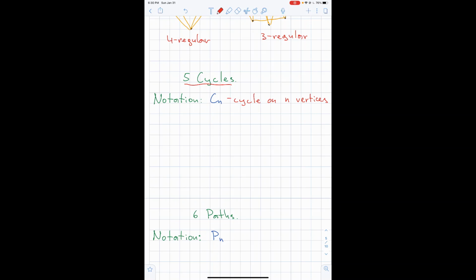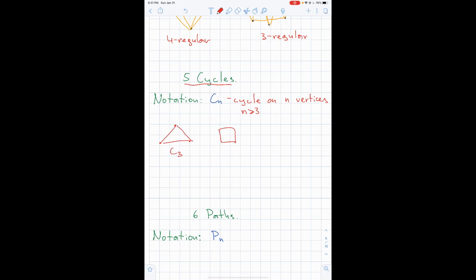Or cycle of length n. Since it is a cycle, the number of vertices is equal to the number of edges. n should be greater than or equal to 3, otherwise it's not going to make sense. For n equal to 2, you might consider a multigraph with 2 edges and call it a cycle of length 2. But since we're talking strictly about graphs, we need at least 3 vertices to form a cycle. So here is C3, the cycle of length 3.